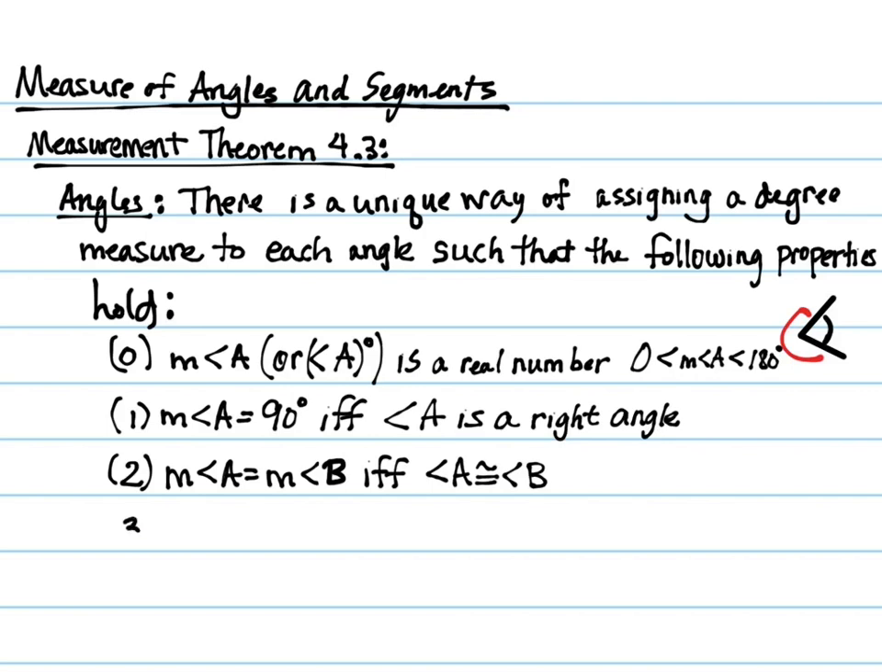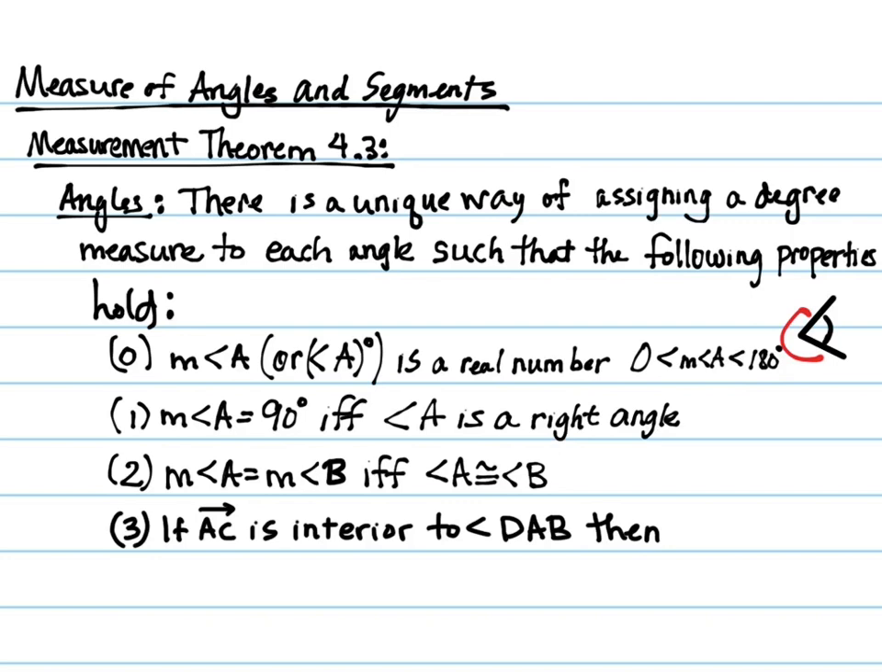Okay, number 3. If ray AC is interior to angle DAB, then, yeah, we'll leave it there like that. The measure of angle DAB is equal to the measure of angle DAC plus the measure of angle CAB.